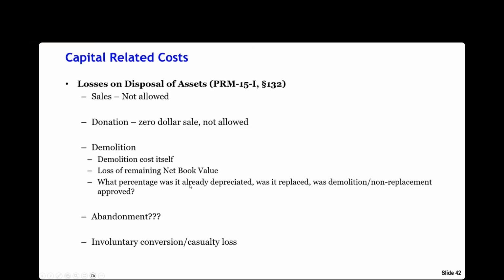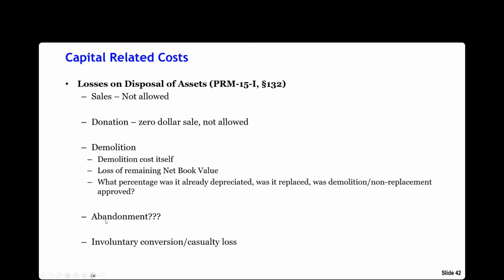And you need to know how far through the depreciation schedule it was, what percentage is depreciated, whether it was replaced or not, and if it was not replaced, whether that demolition and non-replacement was approved by the regional office or intermediary? So again, there's a lot of detail. There are, I think, 4 different scenarios that tell you if it's allowed, and if so, how you allow it. But again, that's far outside of the time I have for this particular topic. It is in one of our earlier webinars, I think it was last year, and we'll put a webinar or a YouTube video out on just these losses.